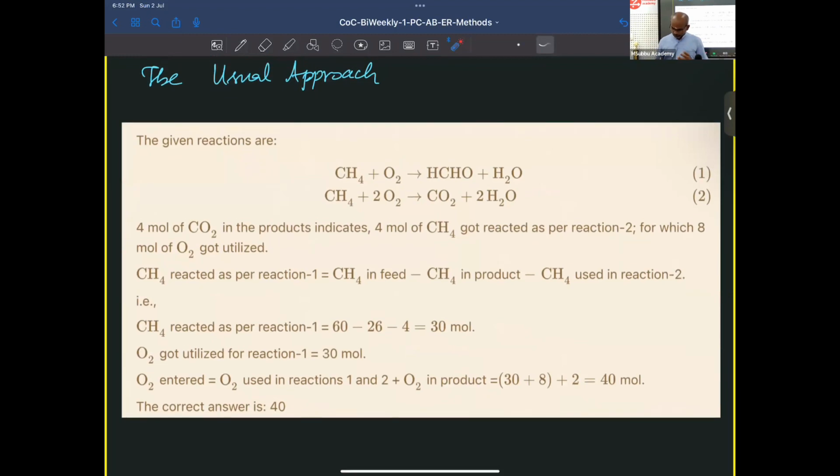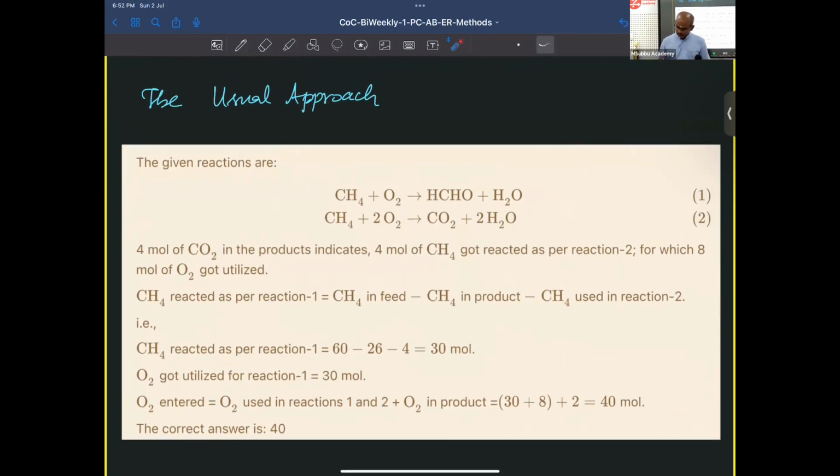Okay, let us also see the usual molecular balance approach. Of course, I didn't give these elaborate steps here, but let us also understand how we used to do it in the usual way. So the reactions are given, and it is already given that 4 mole of CO2 is in the product. We know these amounts of certain components in the product.